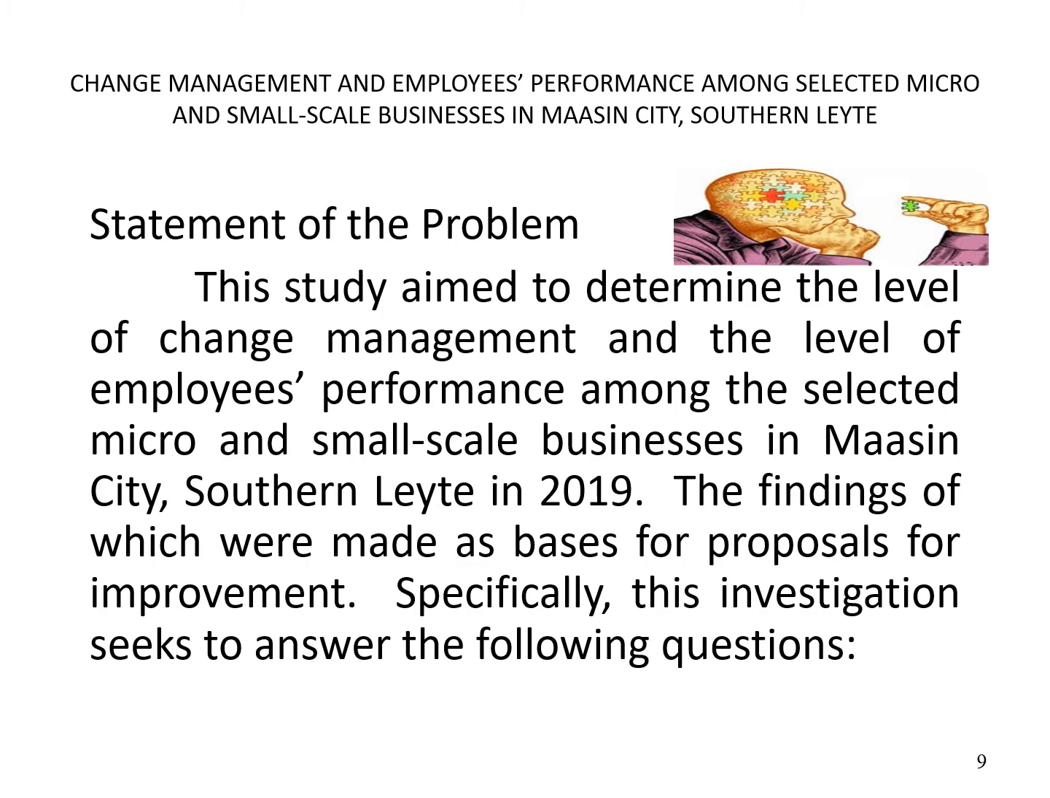Okay? Now, this is the complete example of my SOP, which is composed of a general problem and the specific problem. For the title, Change Management and Employees' Performance Among Selected Micro and Small-Scale Businesses in Maasin City, Southern Leyte. As you have noticed, di ba, my opening statement: this study aimed to determine the level of change management and the level of employees' performance among the selected micro and small-scale businesses in Maasin City, Southern Leyte in 2019. The findings of which were made as basis for a proposal for improvement.